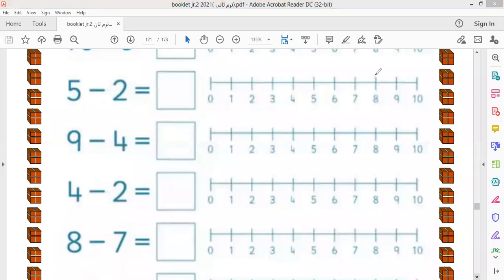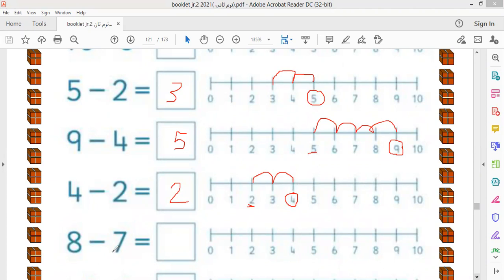5 minus 2. We go to the number line and circle 5 and count back 2. 1, 2, we get 3. And 9 minus 4. At first, we go to the number line and circle 9. Then we count back what? Excellent, we count back 4. 1, 2, 3, 4. We reach what? We reach 5. And 4 minus 2, at first we circle 4, which is the greatest number here, and count back 2. 1, 2, we reach what? We reach 2.